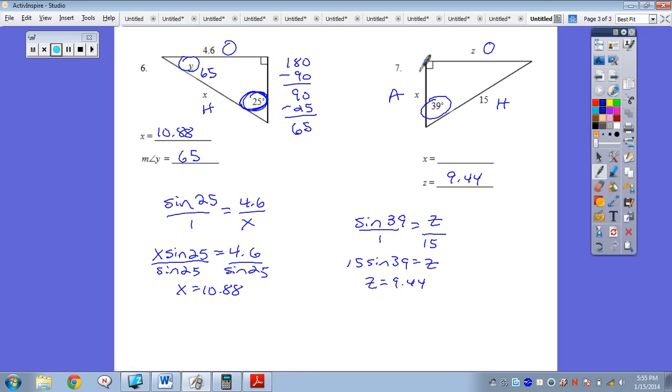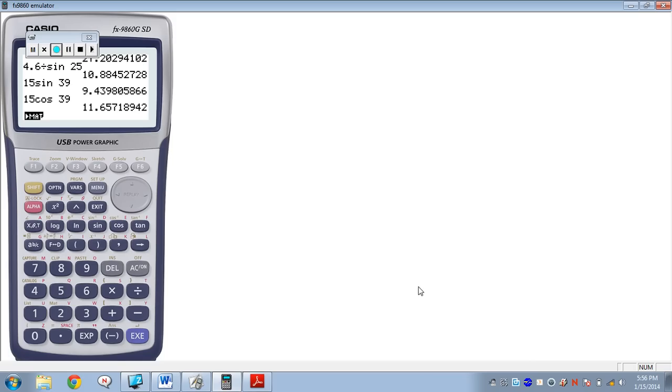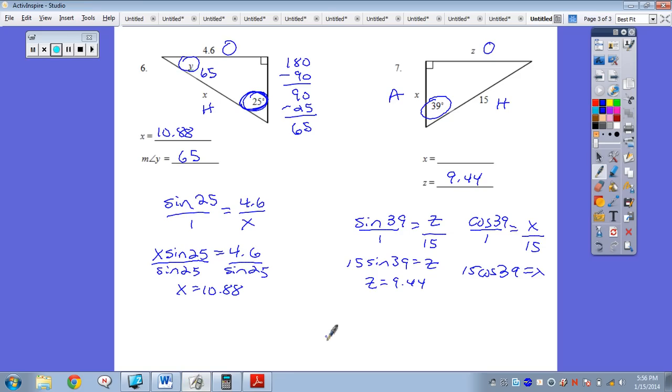We've got the adjacent side we're looking for and the hypotenuse. The trig function that goes with that is cosine. So cosine of 39 over 1 is equal to the adjacent, which is x, over the hypotenuse of 15. Cross multiply, 15 cosine of 39 is equal to x. Pull up your calculator. 15 cosine of 39, hit enter, gives you 11.66. So x is 11.66.